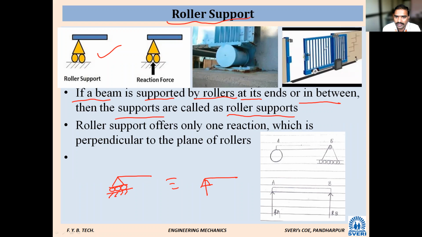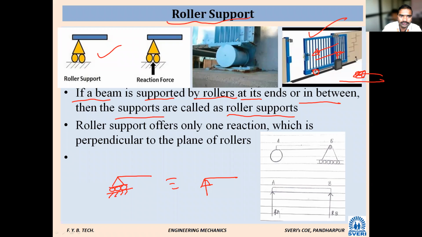See, so there is a gate. Okay, is it visible? Look at this one. There is a gate. There are rollers provided at this point. So through this roller, the gate is sliding. When you want to close it, you can close it through the roller only. When you want to open it, you can open it through the rollers. Now the rollers are provided at the end or at the inside? Inside the gate.